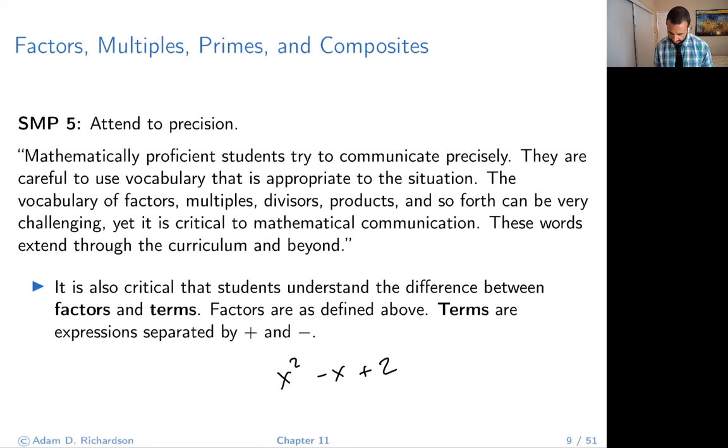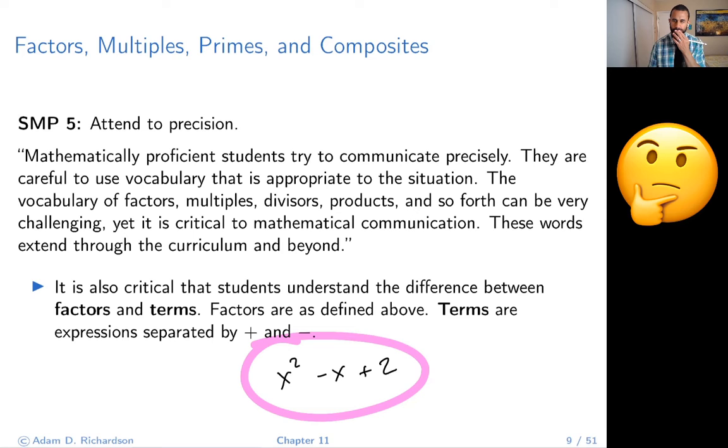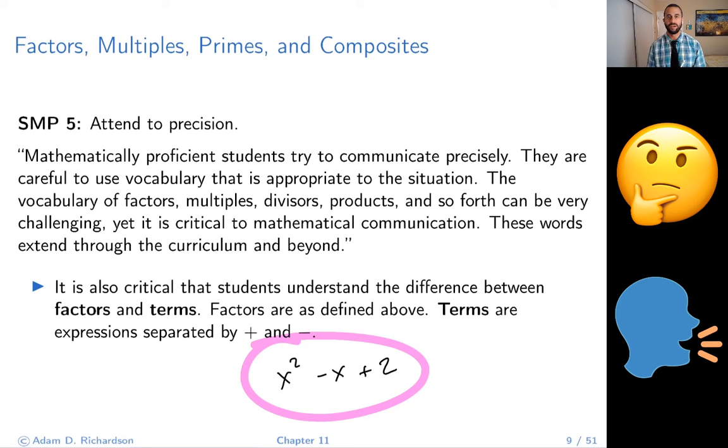All right, so here's my question to you. How many terms are in that expression? Think about it for a minute. Now talk out loud. How many do you think are there? Talk with your group. What do they say?